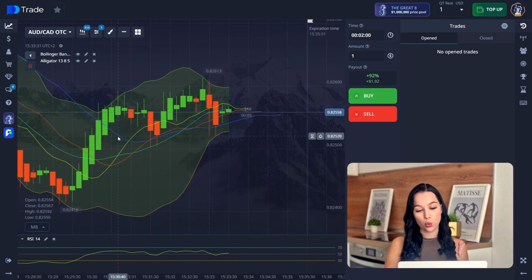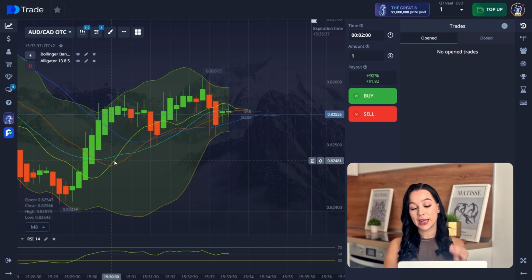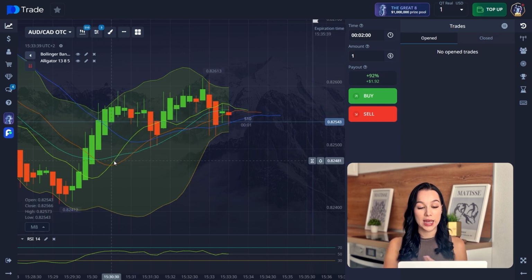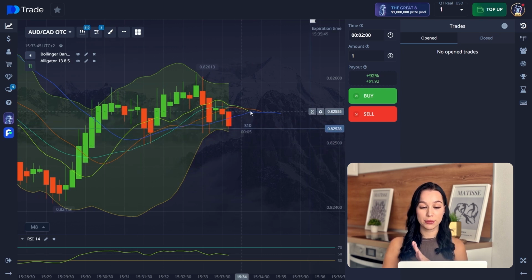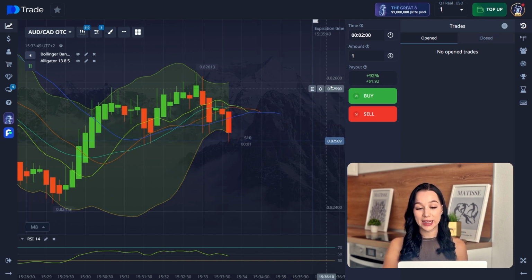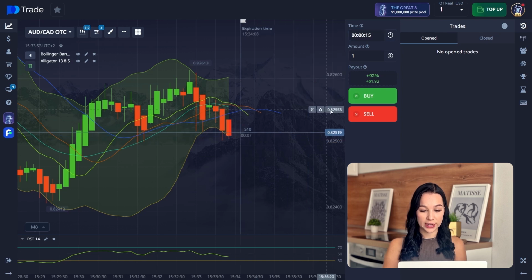So when we see that all of the lines of the Alligator are crossing each other, there is no distance between them, that means probably a flat, the absence of a trend, so it's better not to open a trade there. But if the three lines of the Alligator start moving in the same direction, for example upward or downward, and there is a distance between them, then we can open a trade. But I will show you everything in more detail on real examples.